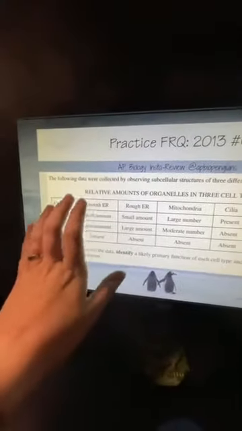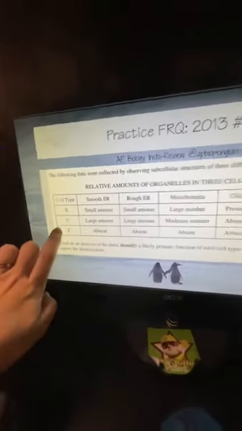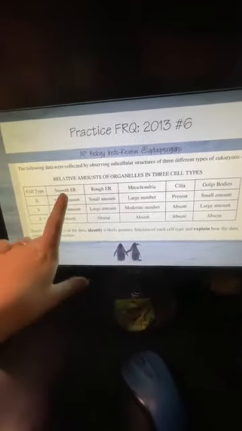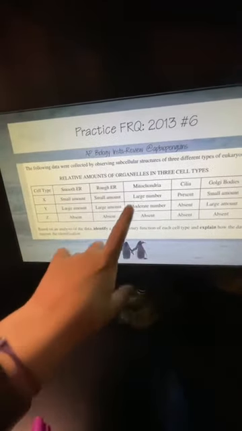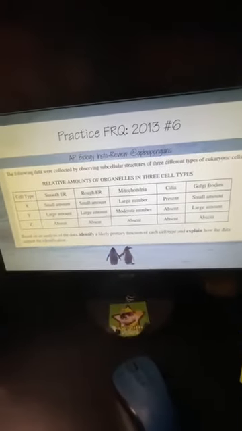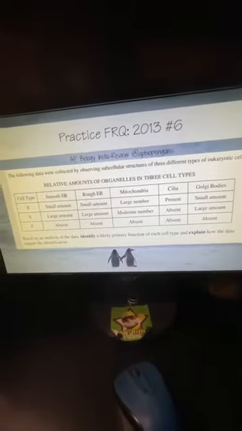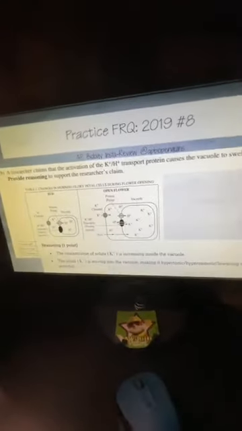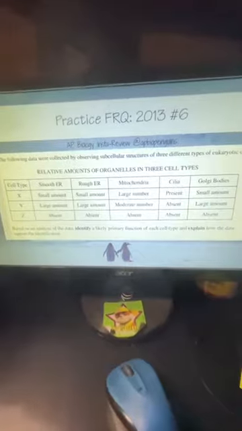Okay. So they've given you 3 different cells, and we're going to break it down just to make life easier. But here's the full-on question. It's 2013, number 6. And so they give you smooth ER, rough ER, mitochondria, cilia, and Golgi for each of those. And your responsibility is to look at what the cell has and determine what the function of the cell is, and explain how that data supports that identification. Okay, so let's look just at X.